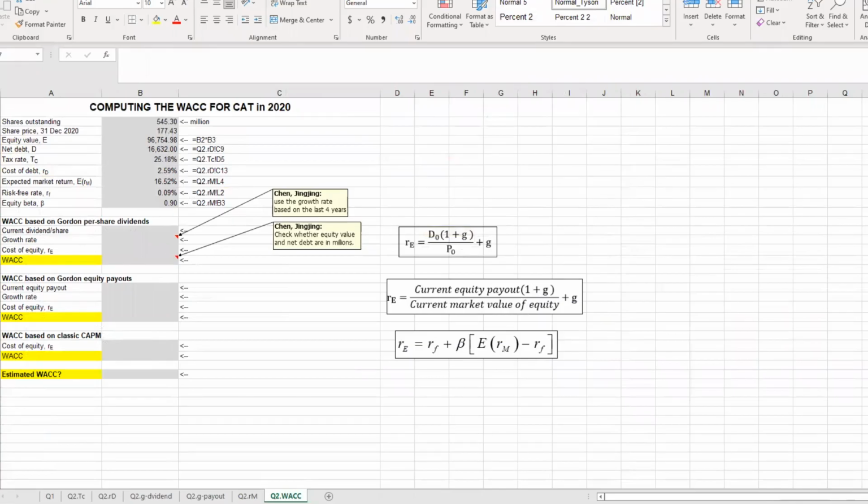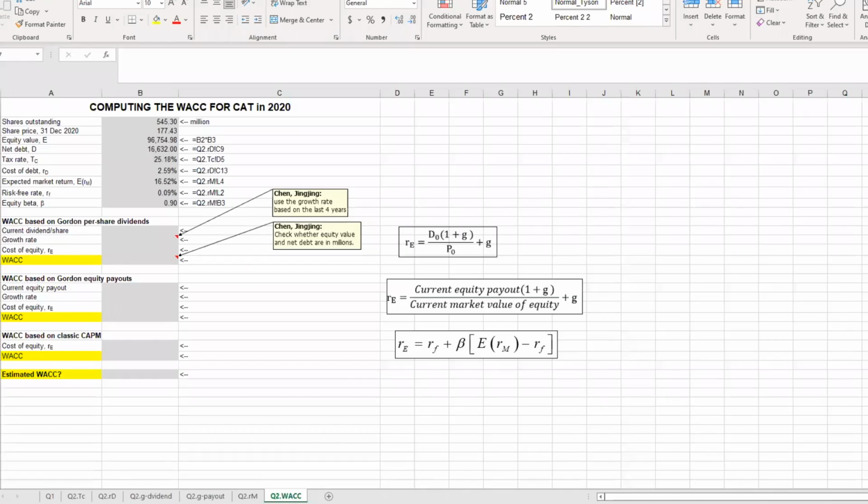Then I'll use 3 different methods to calculate cost of equity here. Method 1 is calculating cost of equity based on the Gordon model. The Gordon model is a model for firms that issue dividends. It is based on the dividend growth. And if the firm does not issue dividends, we may look at its equity payouts, say share repurchases or share issuance. We can look at the equity payout.